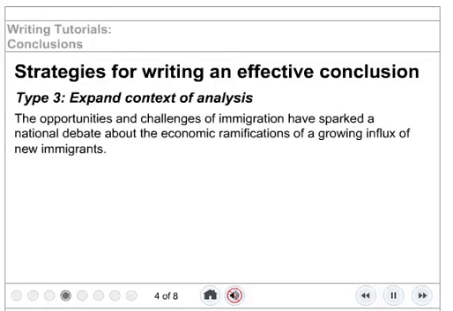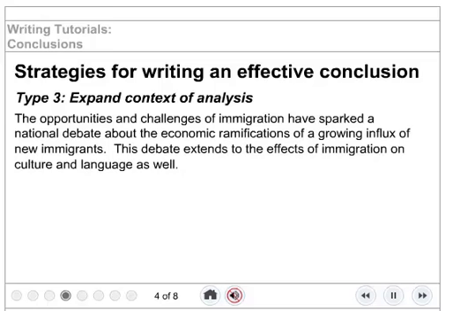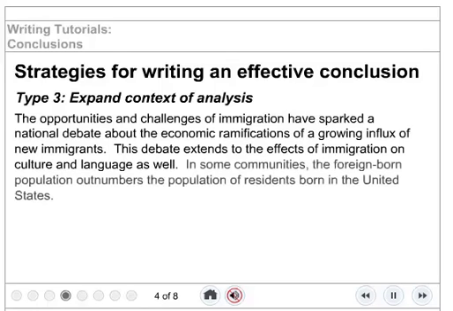The opportunities and challenges of immigration have sparked a national debate about the economic ramifications of a growing influx of new immigrants. This debate extends to the effects of immigration on culture and language as well. In some communities, the foreign-born population outnumbers the population of residents born in the United States.